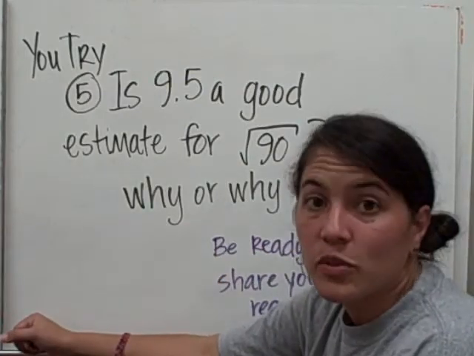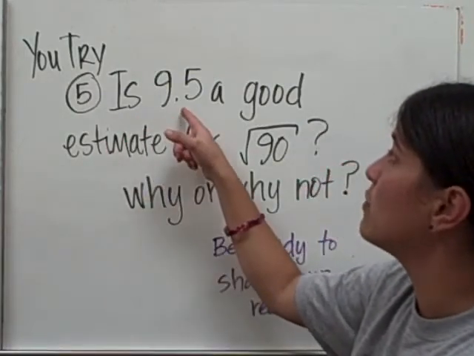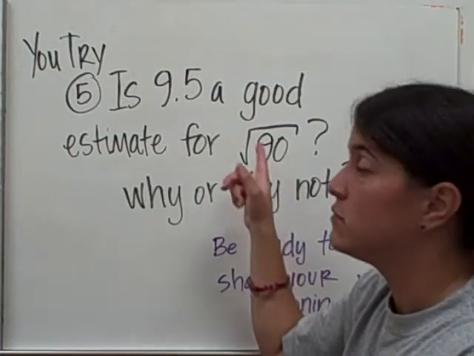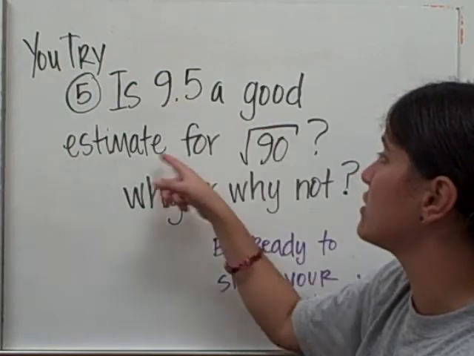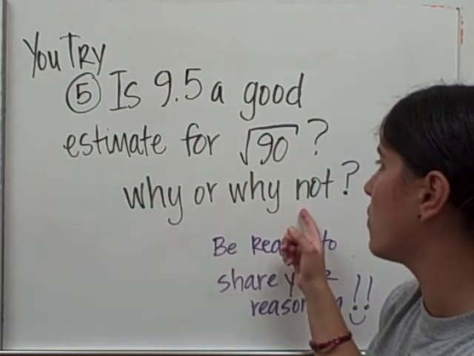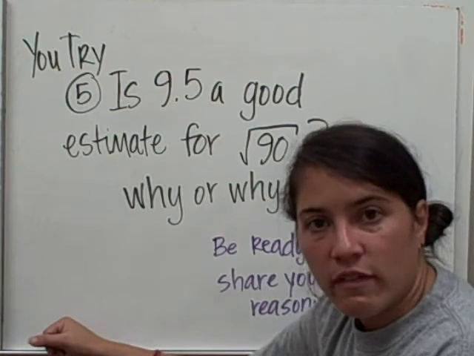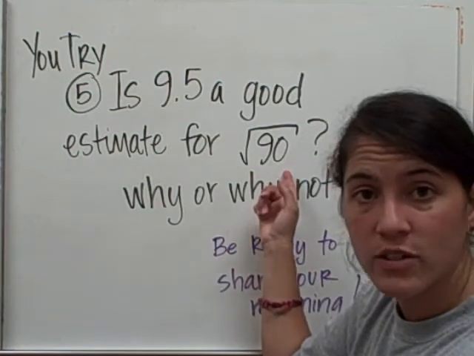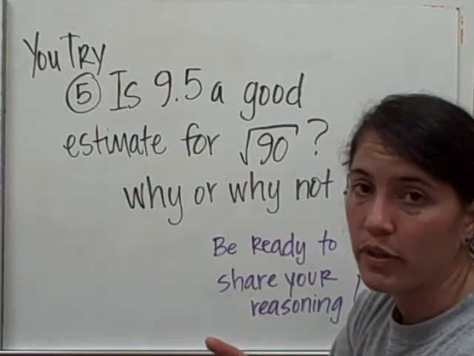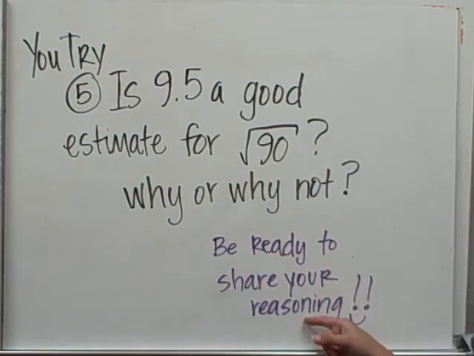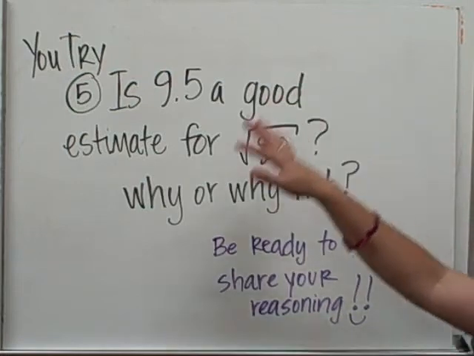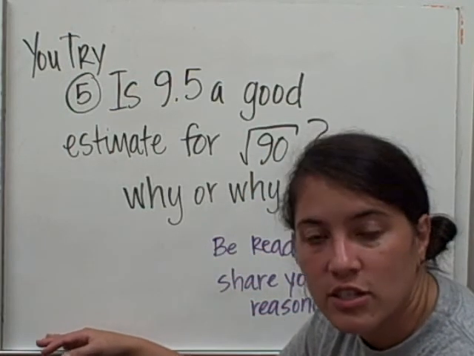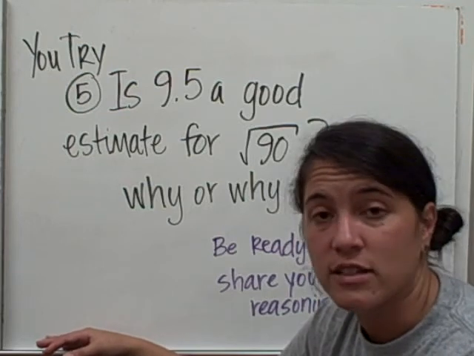So this last example you try on your own. Is 9.5 a good estimate for the square root of 90? Why or why not? Do you think 9.5 is a good estimate for the square root of 90? The square root of 90 is not a perfect square, so it doesn't come to be just one whole number. And then be ready to share your reasoning in class tomorrow. We're going to go over this question in class, and I want to know, what do you think? Do you think it's a good estimate? Why? Do you not think it's a good estimate? And why not?